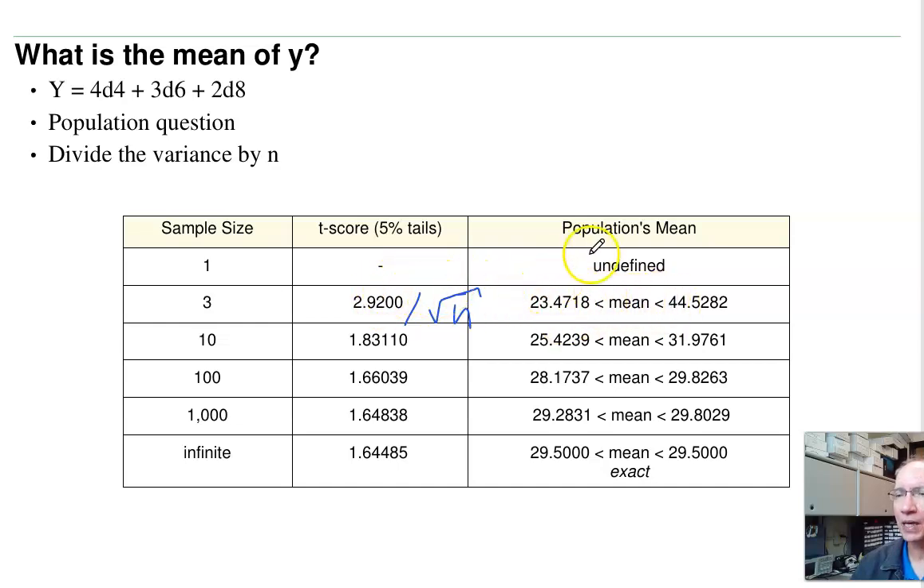And with 3 dice, actually with 1 die, I have no idea. I need at least a sample size of 2. With 3 dice, I know that the mean of that die roll, the mean of y, is somewhere between 23 and 44. If I have 10 dice, I'm between 25 and 31. It's getting tighter. 100 dice, between 28 and 29. 1,000 dice, between 29.2 and 29.8. And eventually, I'll get the mean is actually 29.5. So as sample size goes up, eventually I know what the population's mean is.